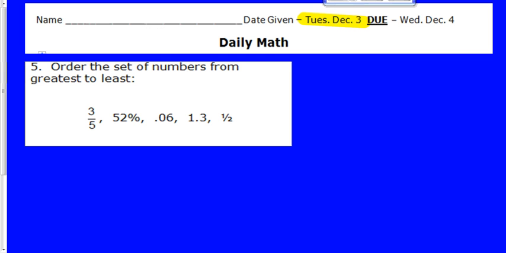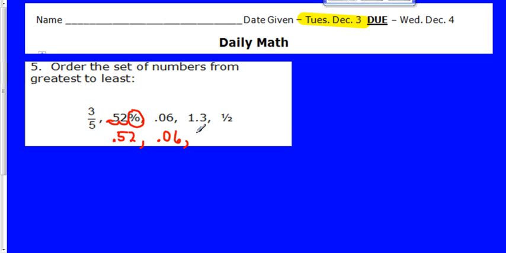The reason why is that if they were fractions, you would have to find a common denominator. So I'm going to do the easier ones first, and that's getting rid of your percent sign. Getting rid of your percent sign, move 2 places forward. 1, 2. So that's the same as 0.52. This one right here is already 0.06. So I can already tell that 0.52, 52 hundredths, is larger.